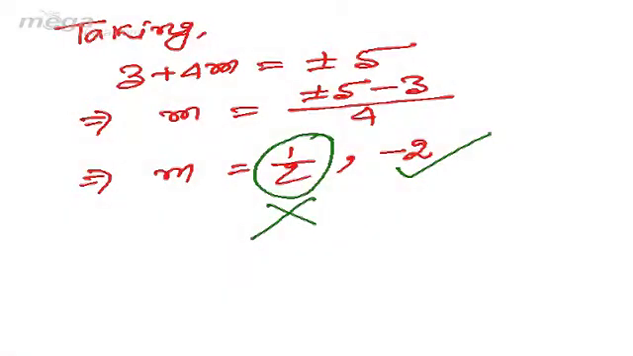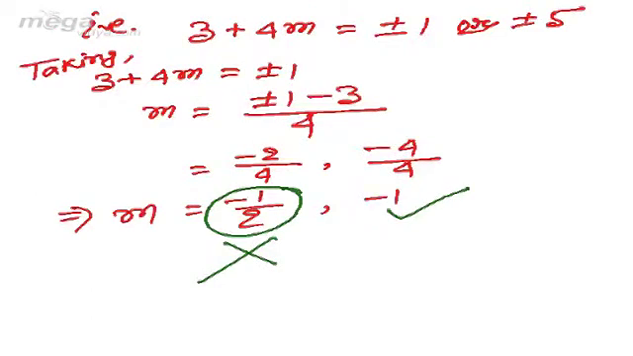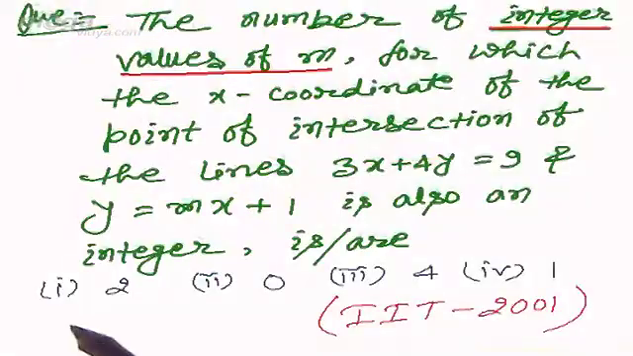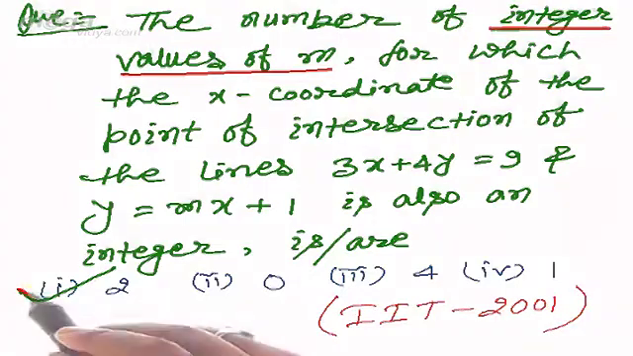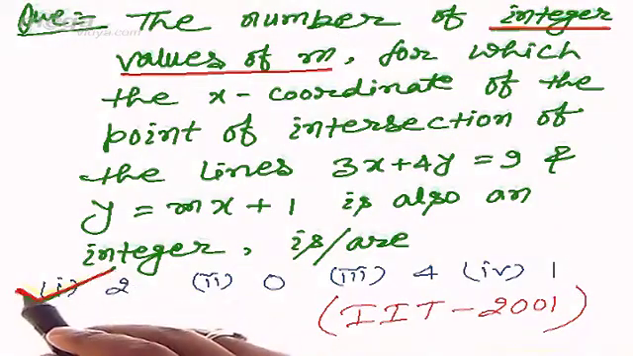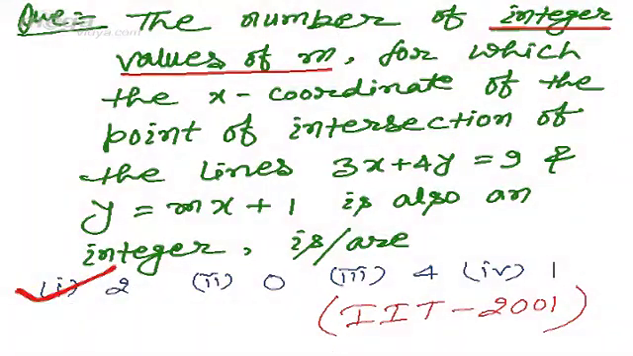So m is equal to minus 2 and m is equal to minus 1 will give you two integral values of x, and hence the first option is the correct option, that the value of m will be 2, for which the x coordinate of the point of intersection of these two lines is also an integer.